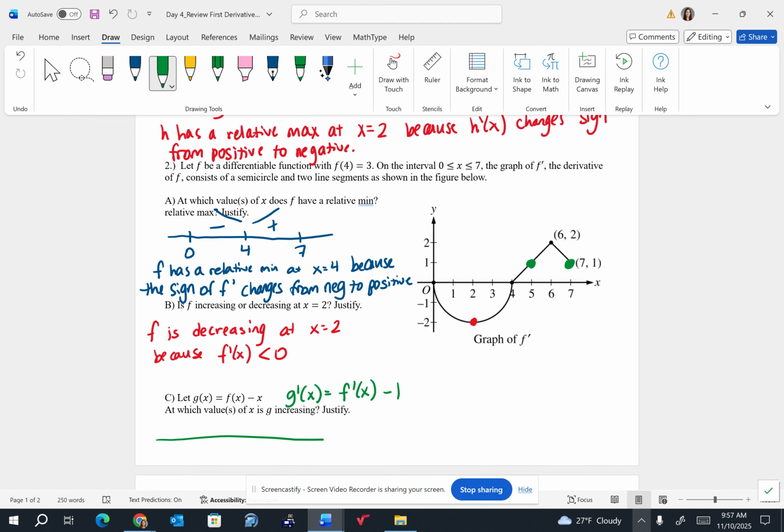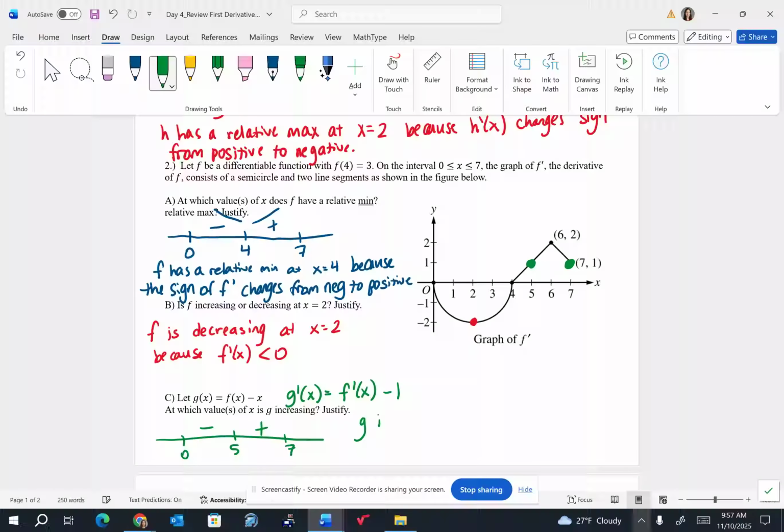Okay, I'm still going to put a 0 on my sign chart, even though it's not a critical point anymore, because it's still the end point of our region. And then I'm going to put 5 and 7. And the graph between 0 and 5, the derivative graph is going to be negative. The graph between 5 and 7 of the derivative is going to be positive. So when we're looking for where g is increasing, it's going to be increasing where g prime is positive. So that's between 5 and 7.